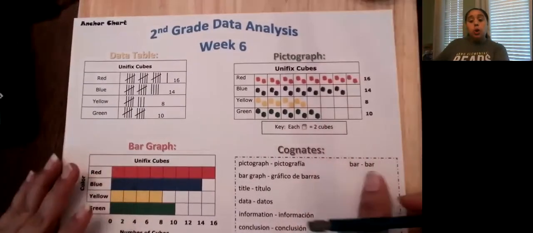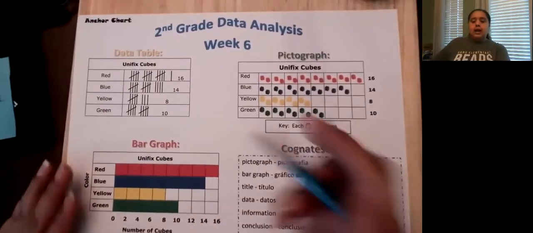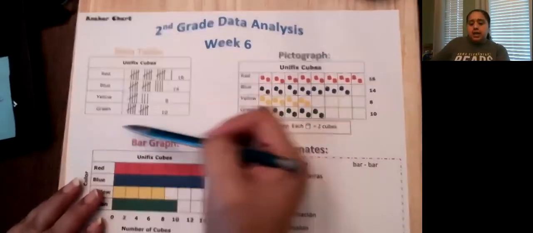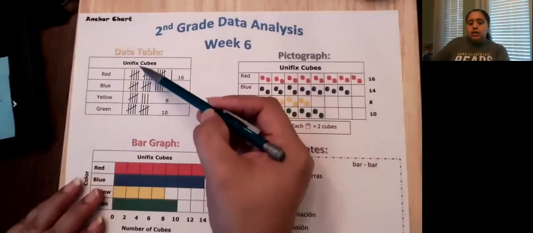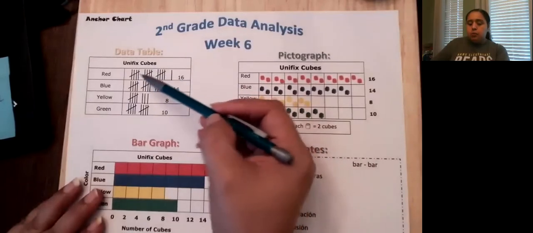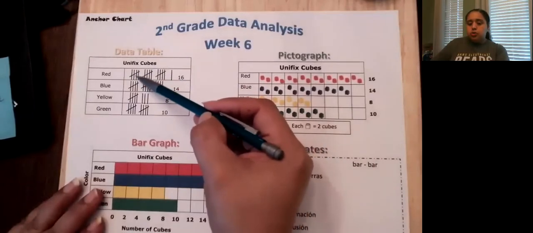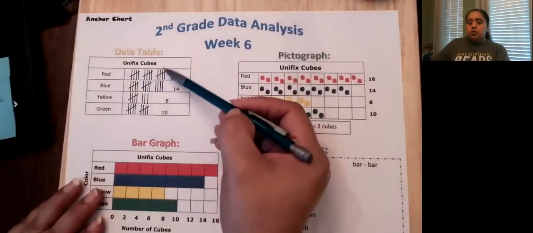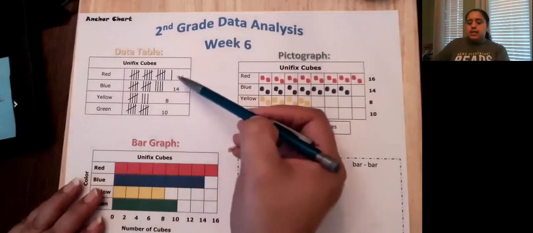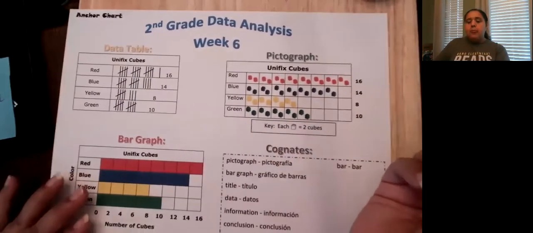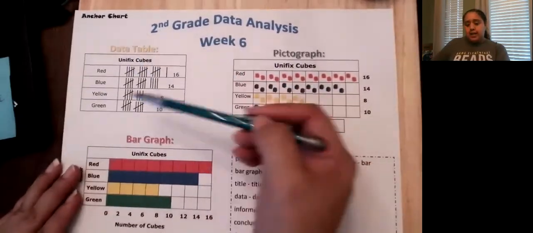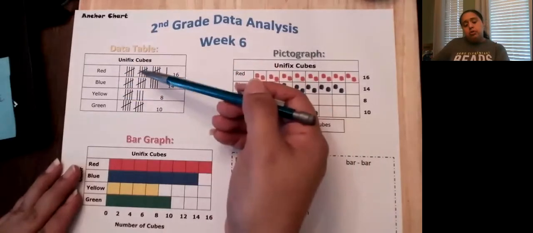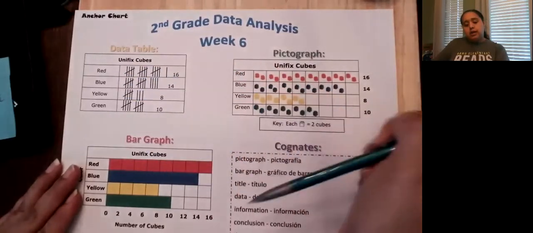Now for my video, boys and girls, we're going to go ahead and review some vocabulary, some words. We learned that this is a data table. We learned that these are called tally marks, and we count the tally marks 1, 2, 3, 4, 5, 6, 7, 8, 9, 10, 11, 12, 13, 14, 15, 16, and we label it, all right? This is called a data table. We use a data table to get the data and to create a graph.